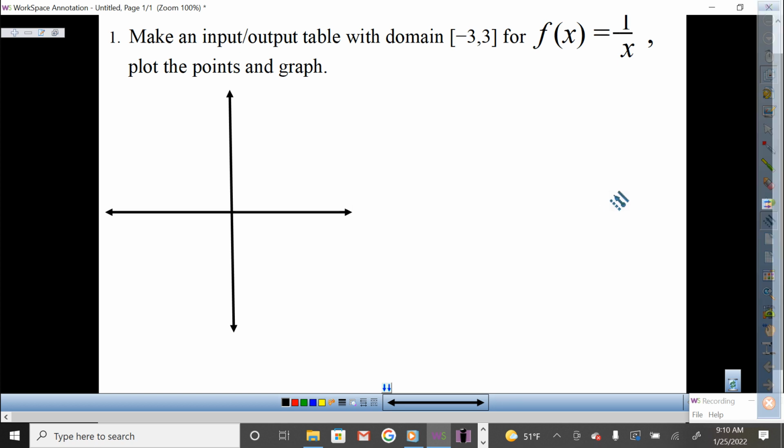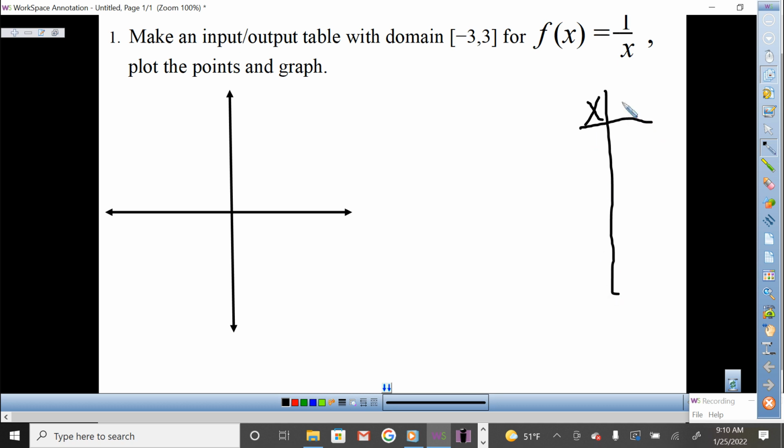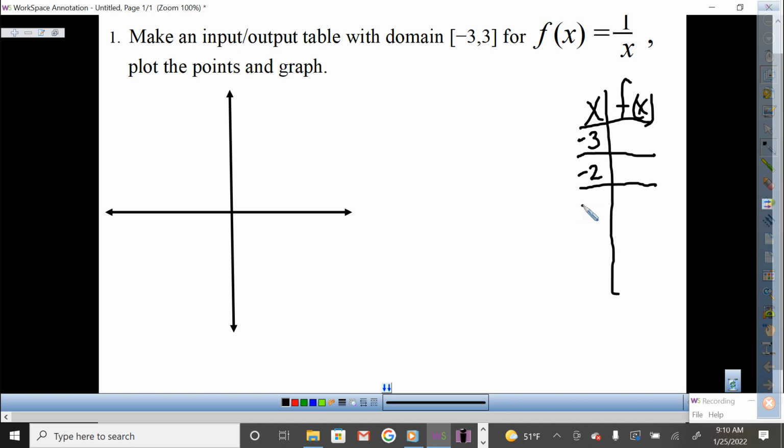Alright, so our table from, what did you use for the domain, Ivan? Read it to me. Very good, negative 3. Negative 2. Negative 1. 1, 2, and 3. That's what the interval means, from negative 3 to 3, and it includes negative 3 and 3. Those are the brackets. You guys remember those? Yeah, we're bringing it back.